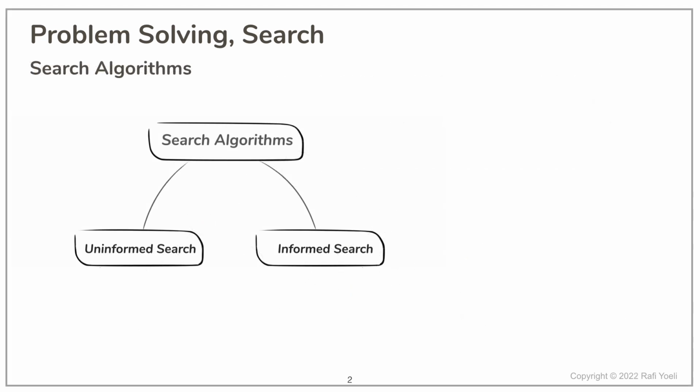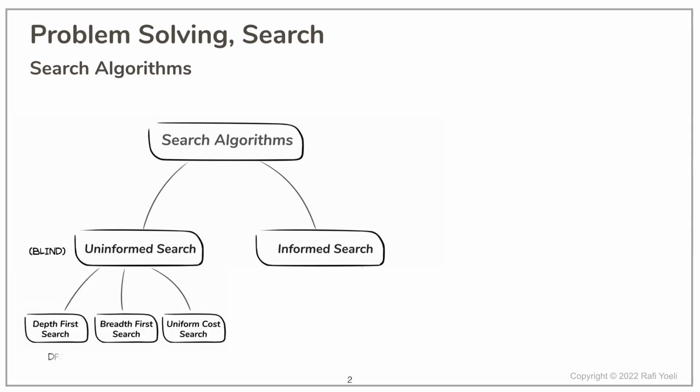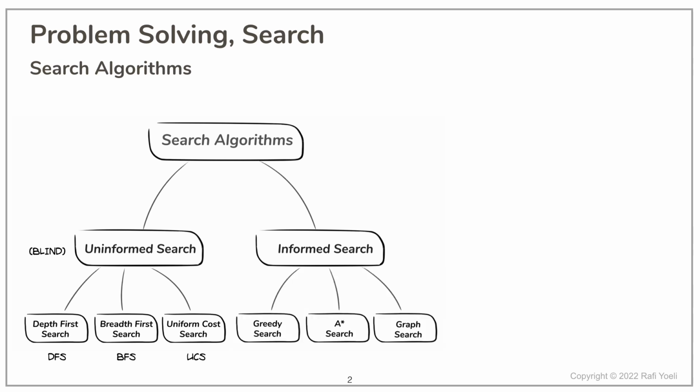Tree searches can be divided into two main categories. Uninformed searches, where we have no information beyond the next decision point. And informed searches, where we have full access to the problem space. Under uninformed searches, we have depth-first search, DFS, breadth-first search, BFS, and uniform cost search, UCS. For informed searches, we will look at greedy search and A-star search. Each of these algorithms has its strengths and weaknesses, which we will explore in detail.